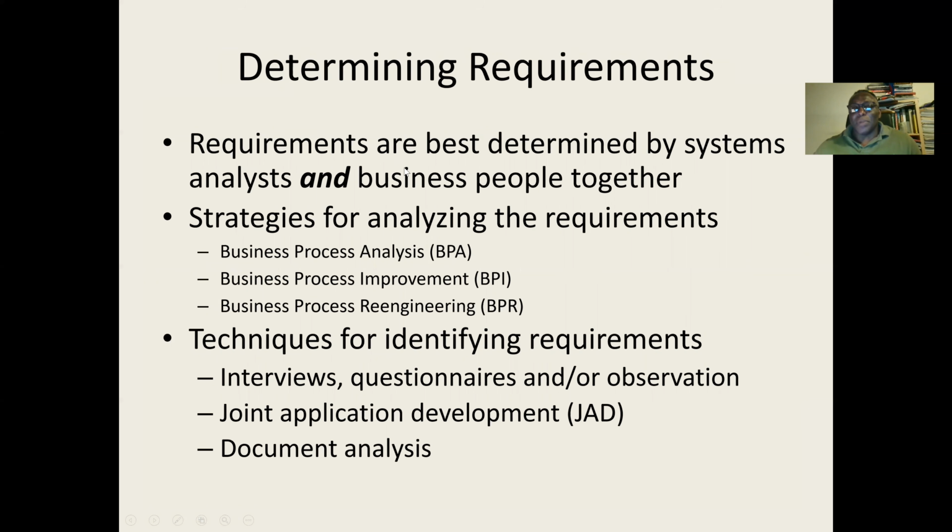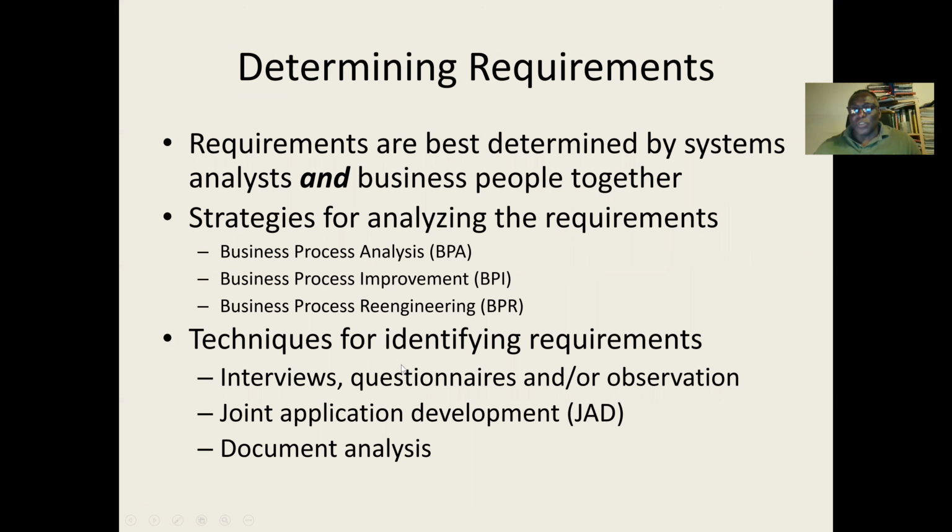So requirements are best determined by system analysts and business people working together. The strategies that we normally use are called business process analysis, business process improvement, and business process reengineering. We will go into detail on each one soon. Now, techniques for identifying requirements, we have so many of them.